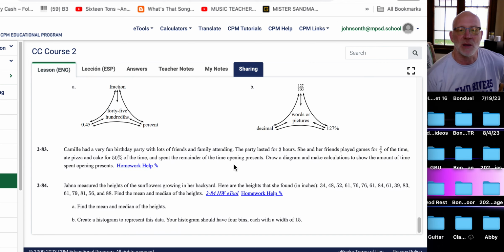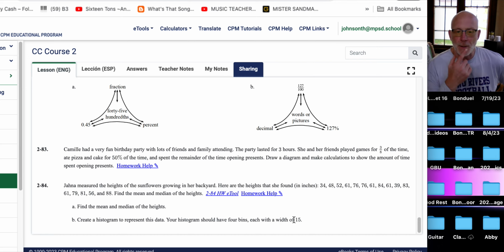We have this problem. Camille had a fun birthday party. Of course she did, Camille, with lots of friends and family attending. The party lasted for 3 hours. She and her friends played games for 3/8 of the time, ate pizza and cake for 50% of the time, and spent the remaining of the time opening presents. Draw a diagram and make calculations to show the amount of time spent opening presents. Homework help if you need it.